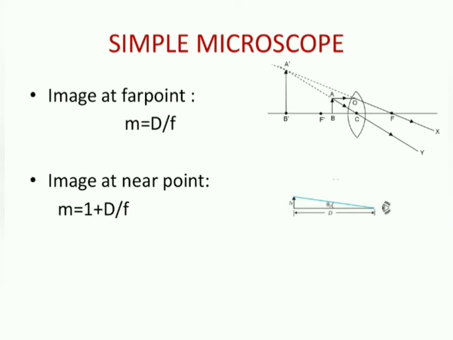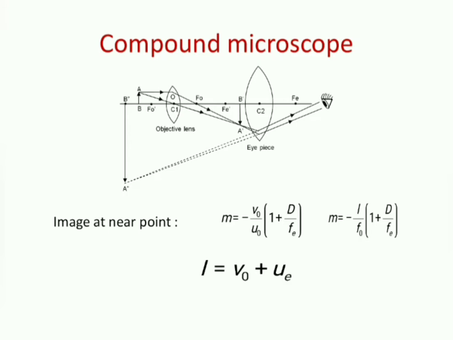So we know for a simple microscope, if your image is at far point, that is at infinity, magnification is D by F, okay, where D is 25 centimeter for a normal human eye. And if your image is at near point, then magnification is 1 plus D by F, where F is the focal length of the convex lens. And since we cannot magnify an object beyond a certain limit in simple microscope, we have gone for a second device, that is compound microscope.